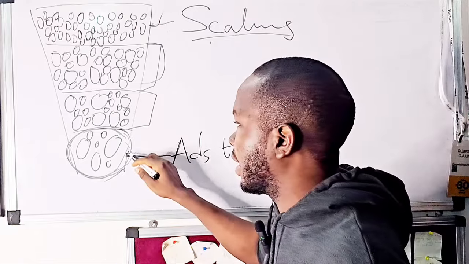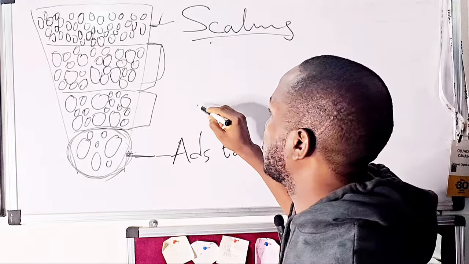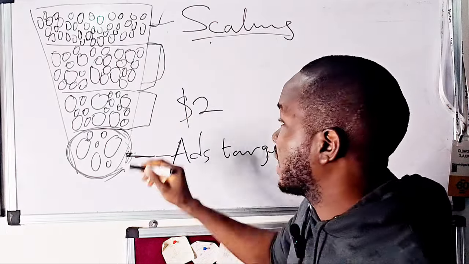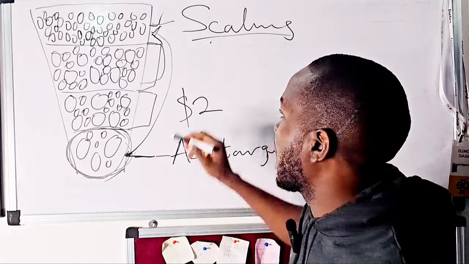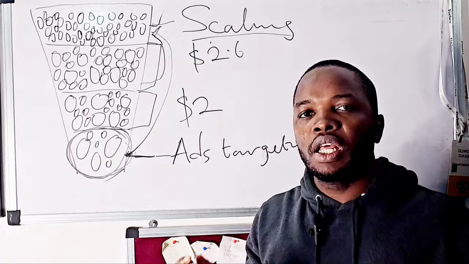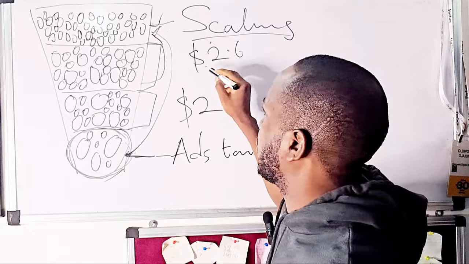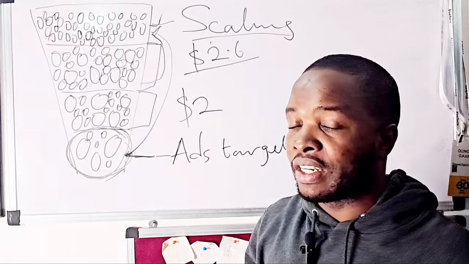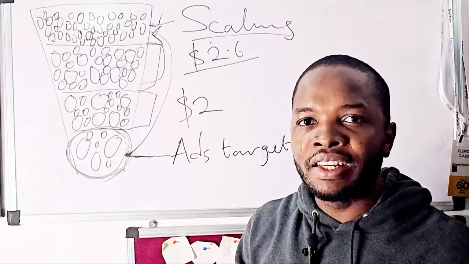When you scale, let's say you are getting your leads or your sales at maybe $2 right here, when you are targeting people right here, by the time you start targeting people at this point, you might be getting your leads or sales at maybe $2.6. Now, it is left for you to be able to calculate the profitability of your advertisement. If the profitability is still there, it doesn't matter whether the CPA is increasing. As long as you are getting the higher volume and then you are still making profit, scaling is working for you.